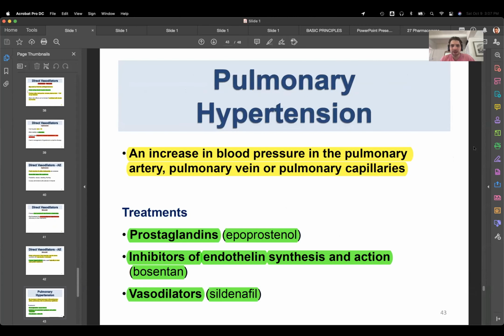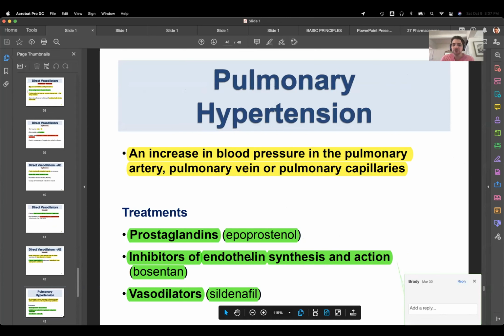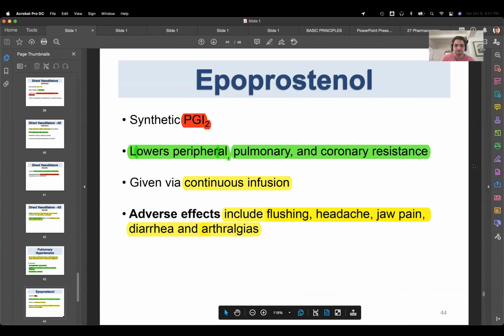All right. Pulmonary hypertension. Remember, anytime you have pulmonary hypertension, it can lead to cor pulmonale, which means right heart failure. So you don't want that to occur. So prostaglandins are always going to help to vasodilate. So that's a good way of doing it. Endothelin is a vasoconstrictor. So if you inhibit that, you could be good. Sildenafil is Viagra, but it is a vasodilator. So it can be used in pulmonary hypertension.